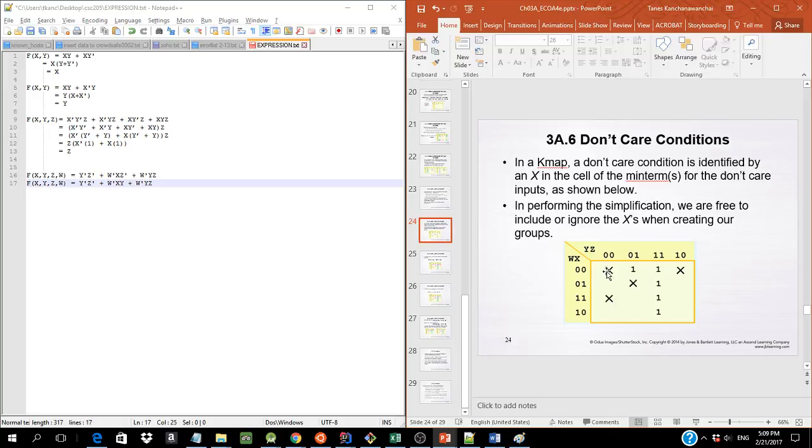So X are the don't care. Meaning that it can be 0, it can be 1, right? And we are free to include that as part of our group to make it 1. We have bigger group to simplify the circuit. We have this, right? Make it bigger, right? And this, right?